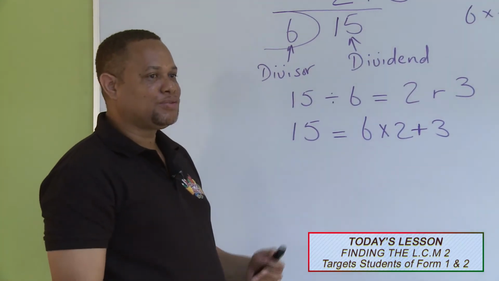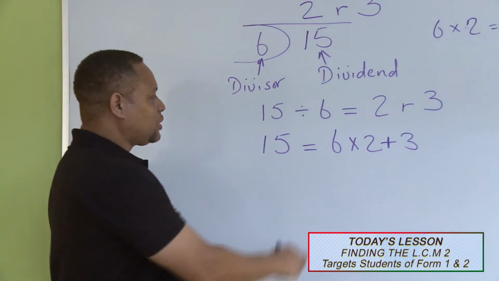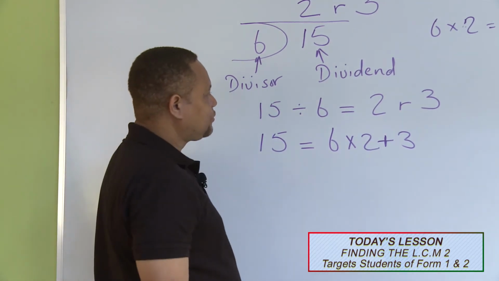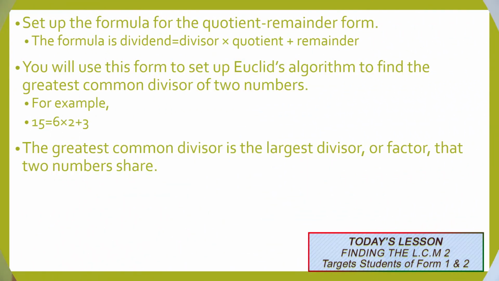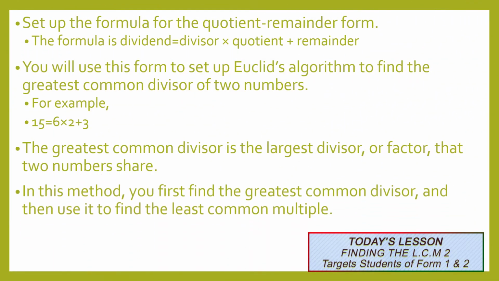So we're going to use this form to set up Euclid's algorithm to find the greatest common divisor of two numbers. Remember, the greatest common divisor is the largest divisor or factor that two numbers share. So in this method, you first find the greatest common divisor and use it to find the least common multiple.